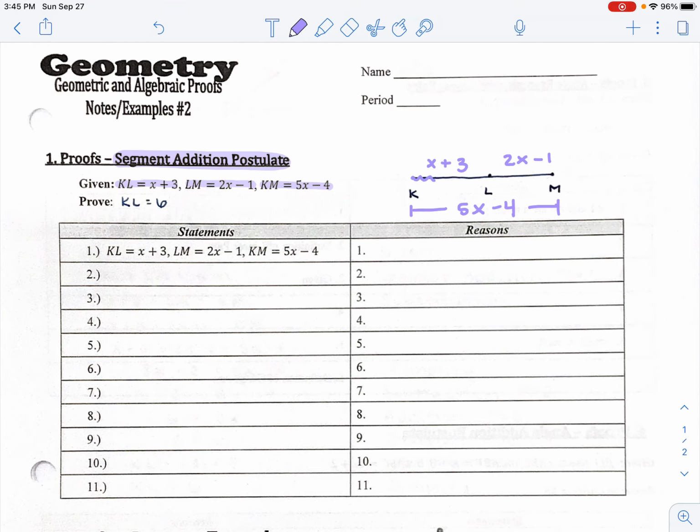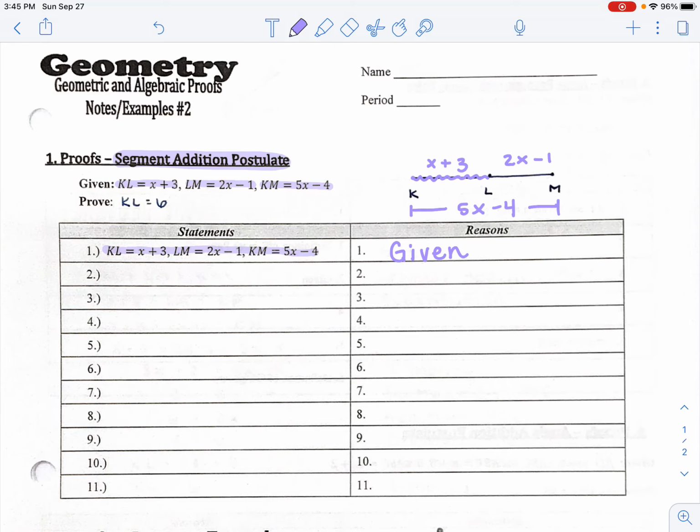Now, in order to prove that KL, this segment here, is 6, we're probably going to have to do what first? Hopefully you're saying solve for x first. So we have to make some equations to solve for x. Then we're going to take the x value and plug it back in. All right, so let's hit our proof here. Again, we have a nice two-column proof here. Our first statement, they gave us all of this stuff right here. All right, where did they get all this information from? They got it from the given, so our reason is given.